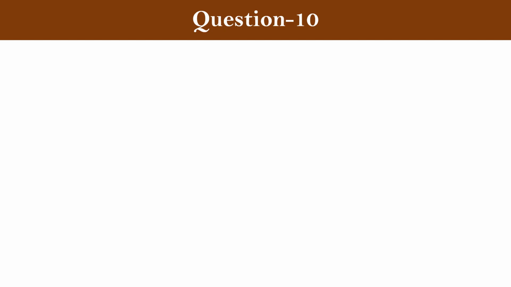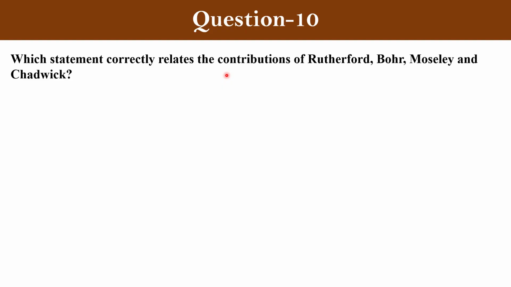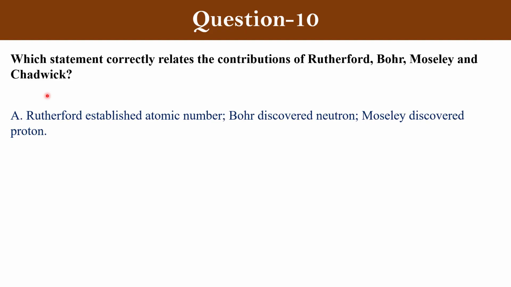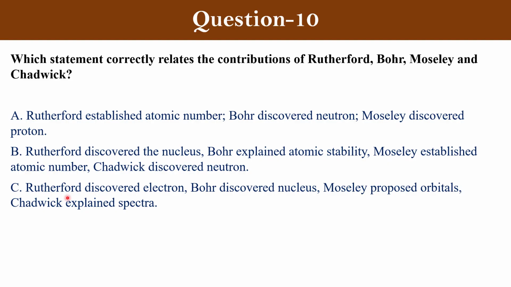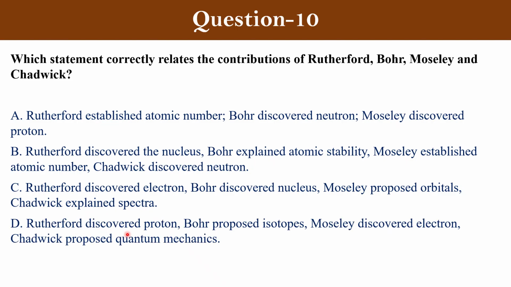Now move towards question number 10. Which statement correctly relates the contributions of Rutherford, Bohr, Moseley and Chadwick? Option A. Rutherford established atomic numbers, Bohr discovered neutrons, Moseley discovered protons. Option B. Rutherford discovered nucleus, Bohr explained atomic stability, Moseley established atomic number, Chadwick discovered neutron. Option C. Rutherford discovered electrons, Bohr discovered nucleus, Moseley proposed orbitals, Chadwick explained spectra. Option D. Rutherford discovered protons, Bohr proposed isotopes, Moseley discovered electrons, Chadwick proposed quantum mechanics.